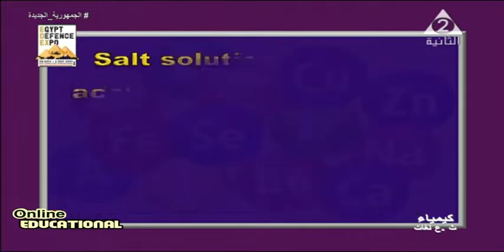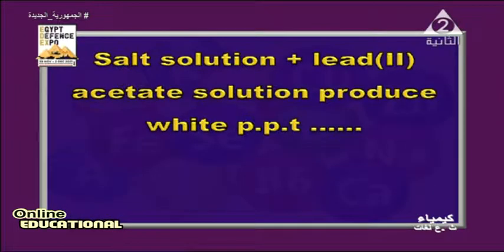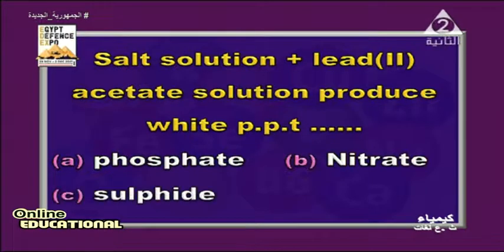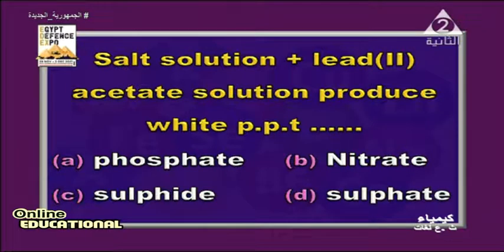Next one. Salt solution plus lead(II) acetate solution produces white precipitate. What is the radical? Is it phosphate or nitrate or sulfide or sulfate? If you think about it, yes, the answer will be sulfate radical.